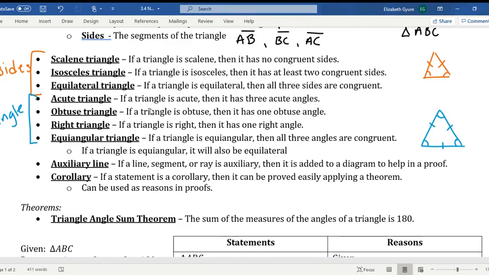And then we have corollary. If a statement is a corollary, then it can be proved easily by applying a theorem. So it's not something you technically need to sit there and work out and prove, but it's something you can quickly imply based on information you're given. And you're allowed to use these as reasons in proofs, okay?